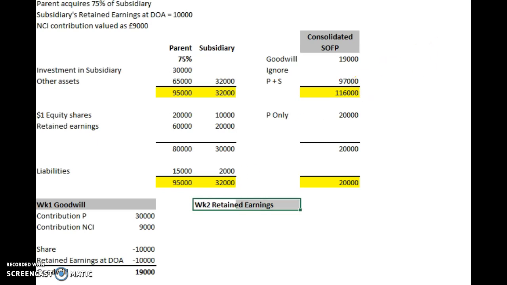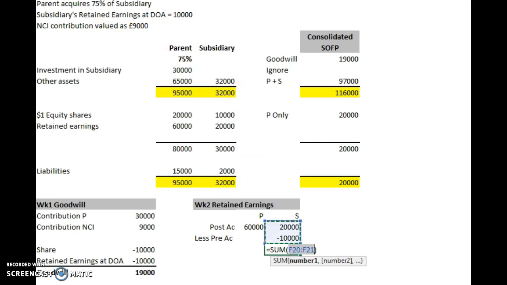And what we're trying to calculate here is the difference between the retained earnings at acquisition and the retained earnings at the date of the statement. So we can see here that's 10,000, but let's do that neatly in a working. So we have the post-acquisition. Let's move that down. Parent and subsidiary. Post-ac for the parent is 60. Post-ac for the subsidiary is 20. Less the pre-ac amount. So we're going to remove the 10,000, and that's given to us in the question. So that's minus 10,000. That gives us a total amount of 20 minus 10, which is of course 10.